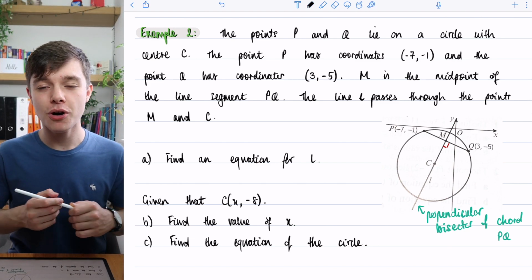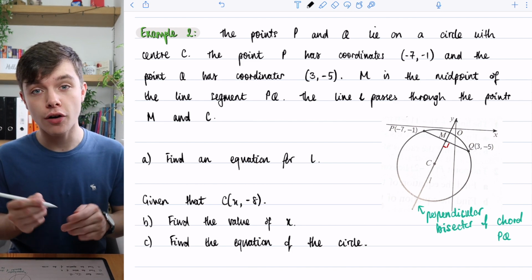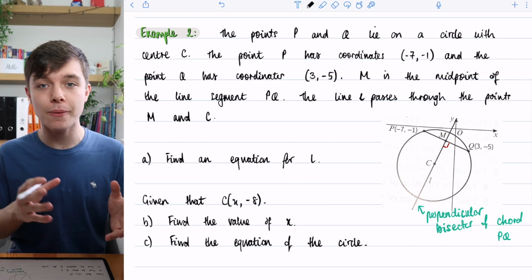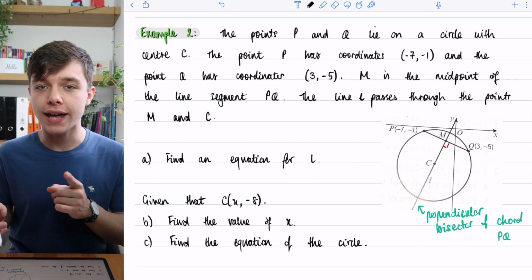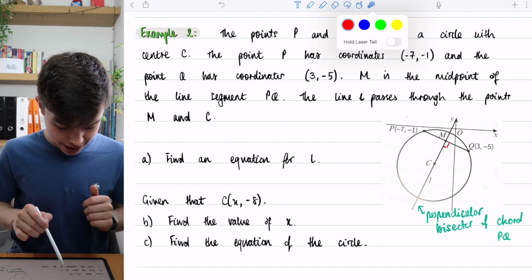Okay, let's see what you were able to do. So for part A, we needed to work out the equation of L. Now, I need a point that L passes through to work out its equation. I can't work out the centre of the circle yet because I don't have enough information, and actually, we do that in part B.